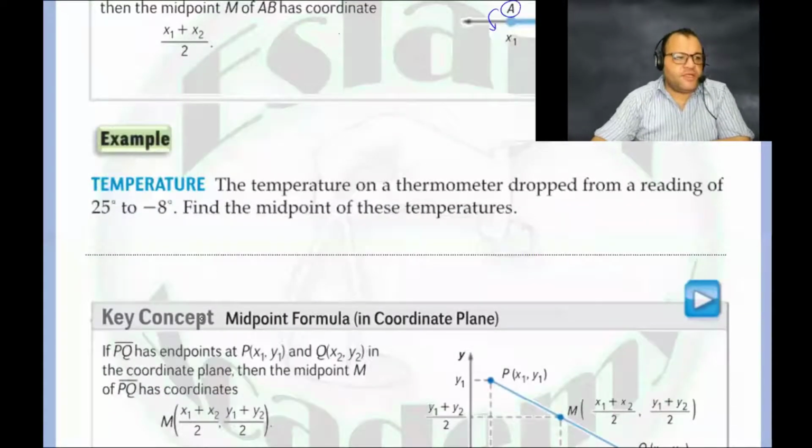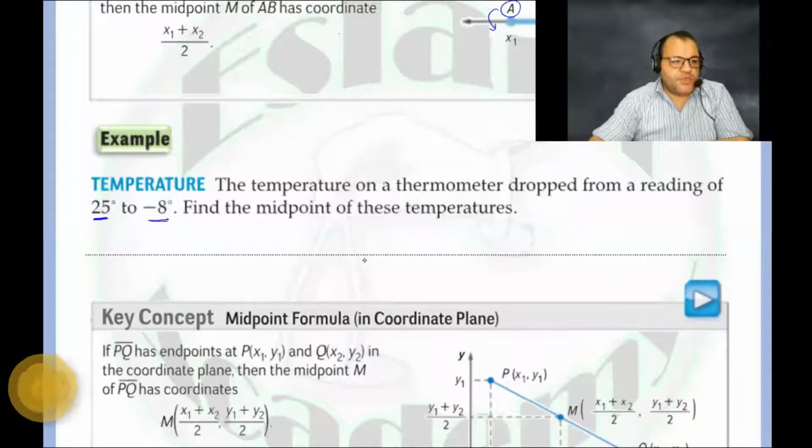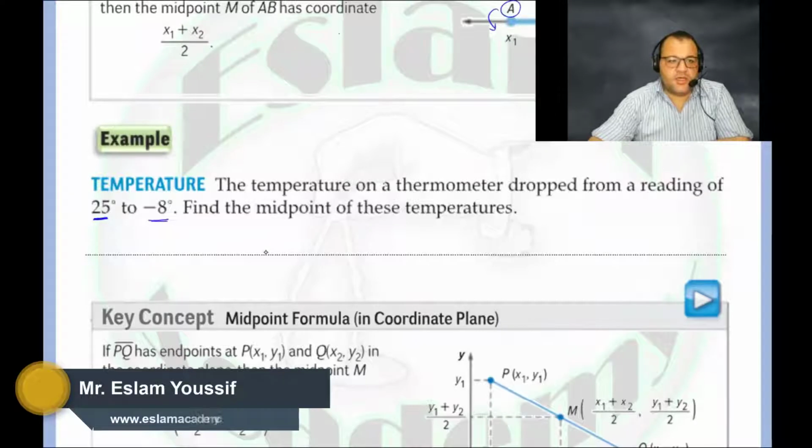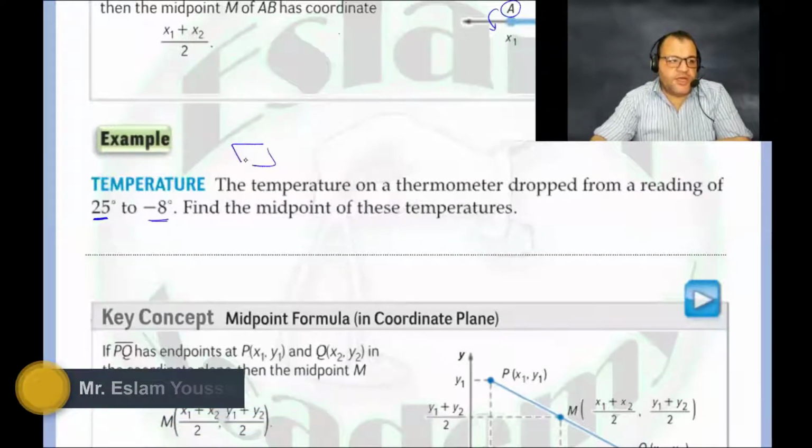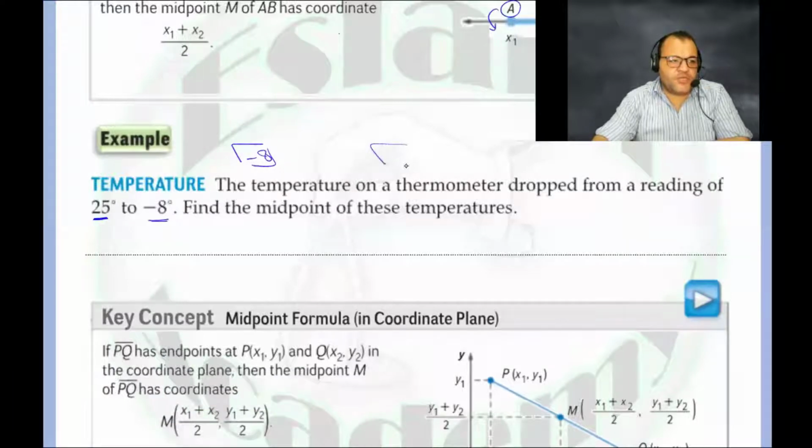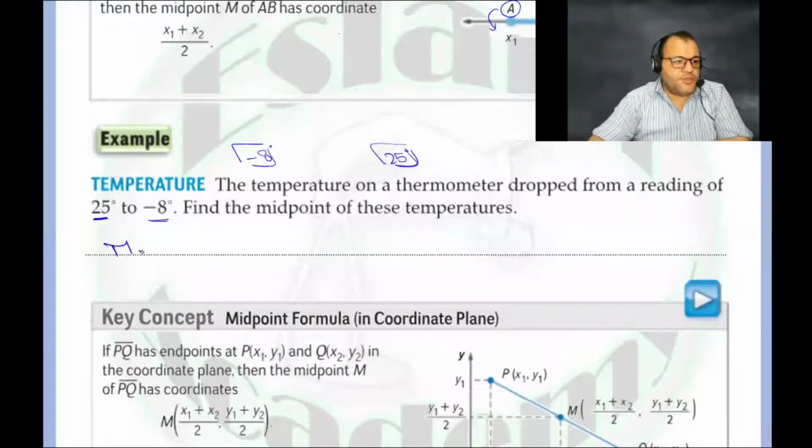So how can we find the midpoint of the temperature reading at 25 degrees and negative 8 degrees? We need to find the midpoint of the temperature. We have 2 cities or 2 places. The first place with negative 8 and the second place with 25. So we need to find the midpoint between them. How can we find it? It will be negative 8 plus 25 over 2.